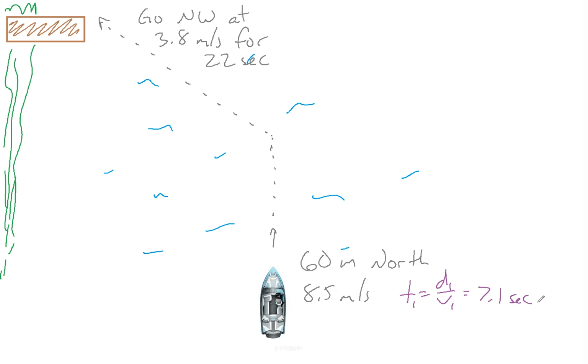Okay, so now I'll go to the second part. For the first part, I've got the D, the V, and the T. For the second part, I've got the V and I've got the time, so I can find the distance for the second part. All I have to do is multiply those two things together. So I've got the 3.8, and I'll times it by the 22, and my second distance is 83.6 meters.